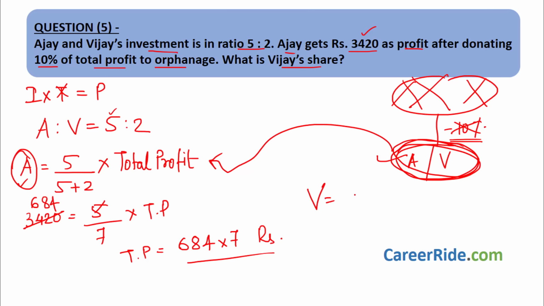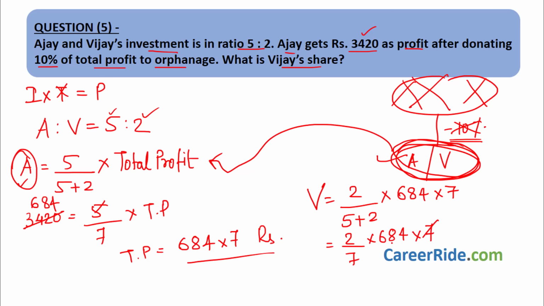Vijay's ratio is 2, so that would be 2 upon 5 plus 2 multiplied by 684 into 7. So that would be 2 upon 7 into 684 into 7, the 7 gets cancelled, so rupees 2 4s are 8, 2 8s are 16, 2 6s are 12, 13, 1368. This is Vijay's share out of the profit. 3420 is Ajay's share, and Vijay's share is 1368.